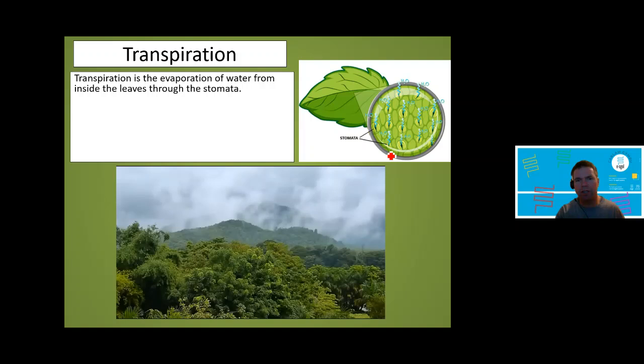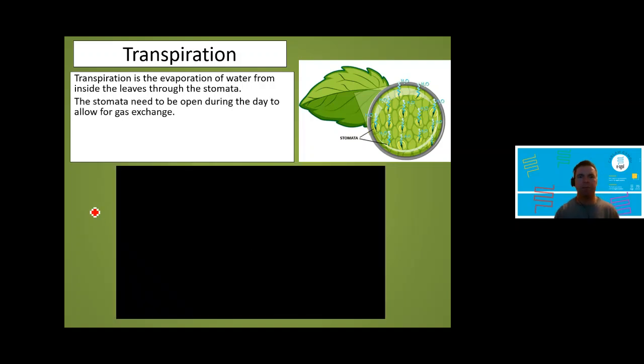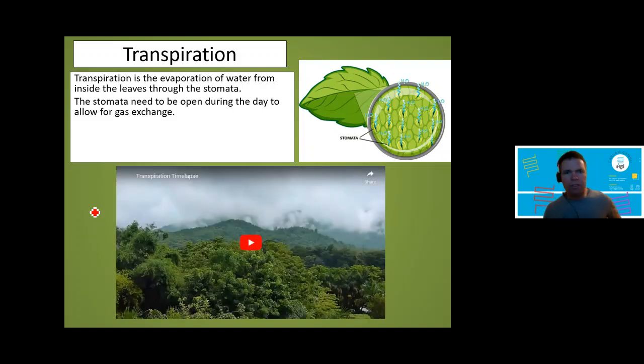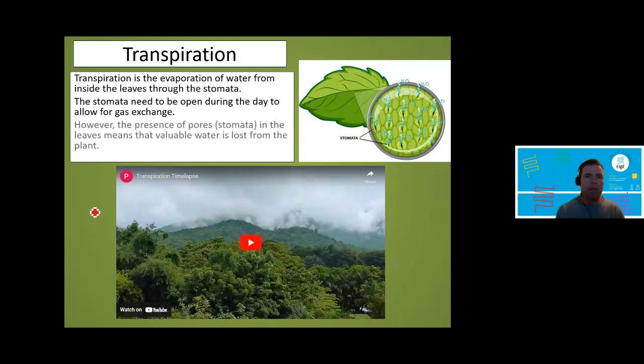You can see the water vapor leaving those trees, and that is a consequence of the huge amounts of transpiration that take place, particularly in a rainforest where temperatures are high. Now, stomata need to be open during the day to allow for gas exchange. Okay, and we talked about that. The reason that stomata are present is to allow gas exchange to take place, oxygen to be allowed out, and carbon dioxide to come in. But the negative side to that is that when you've got these pores, these stomata in the leaf, it means that valuable water is lost from the plant.